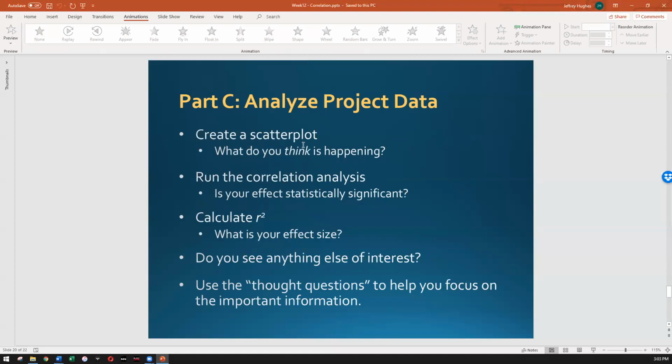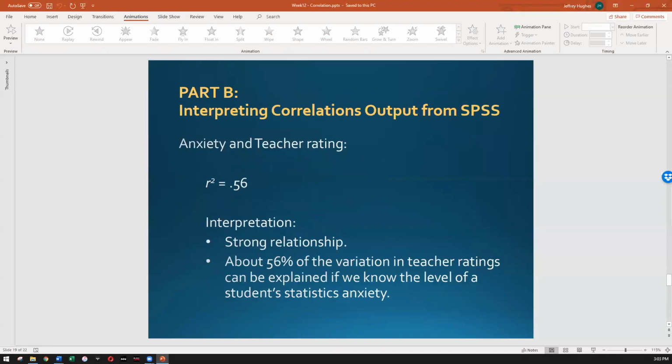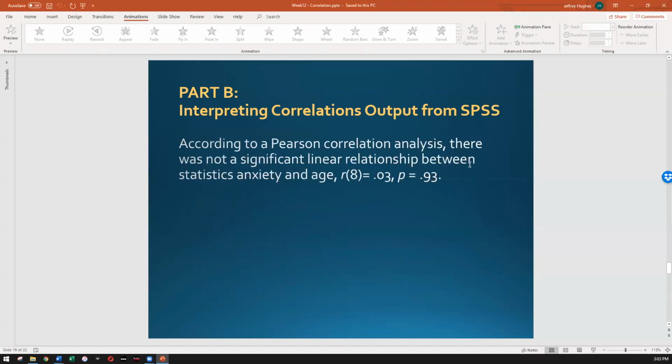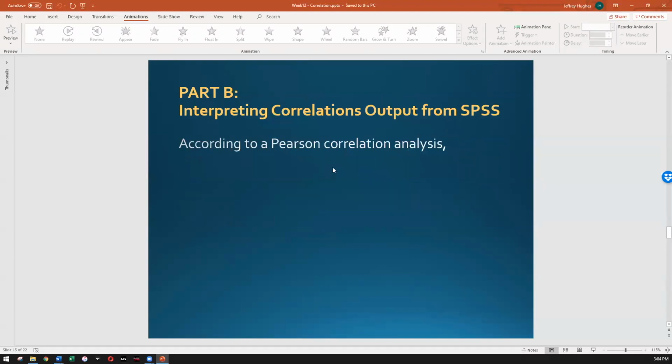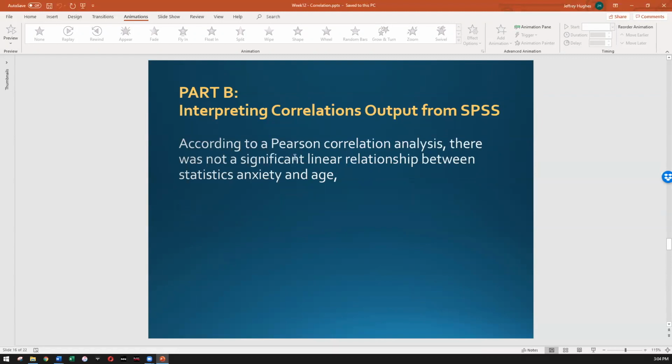No, but I did have a question about part B, sorry. Yep, that's fine. For the interpretation of the non-significant linear relationship, do we add another sentence? Do you mean like right here? Yes. No, we don't add another sentence, because if we go back up to here, I mean, you could say there is no relationship between X and Y, but you kind of already do it right here. There was not a significant linear relationship between stats anxiety and age.